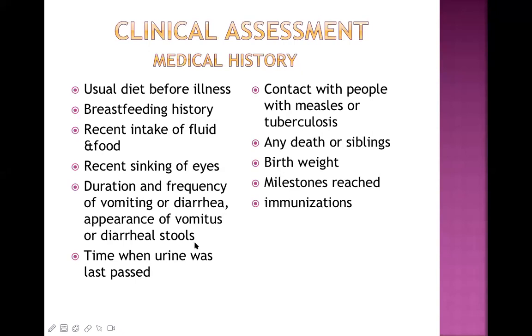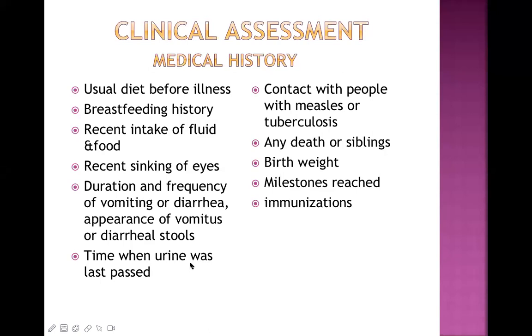I already told you acute gastroenteritis or diarrhea is very common in malnutrition. So we should ask: how many times has the baby vomited? How many times was there diarrheal stool? What was the color or appearance of each of the vomitus or diarrhea? Was there any blood in it or not? These questions are very important.